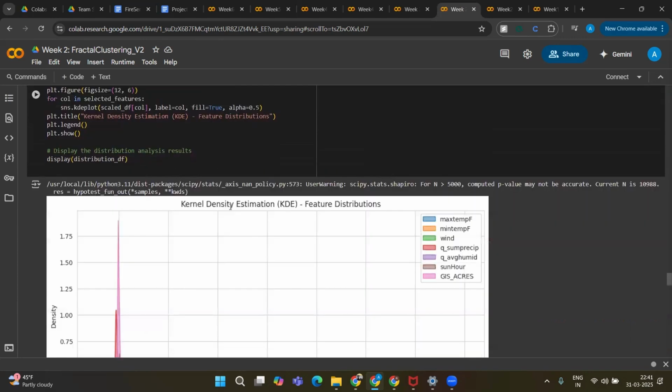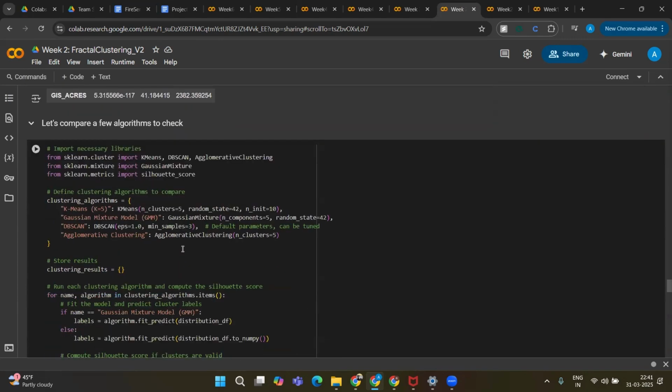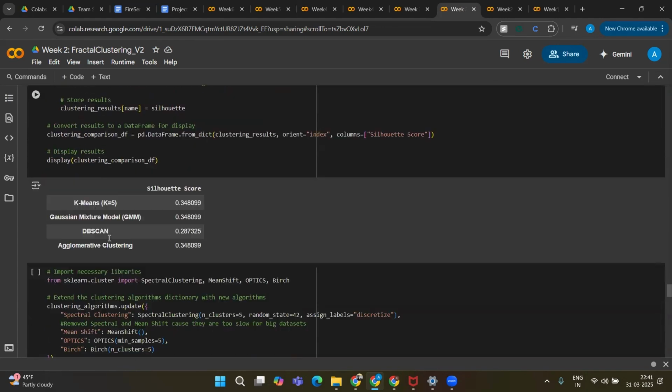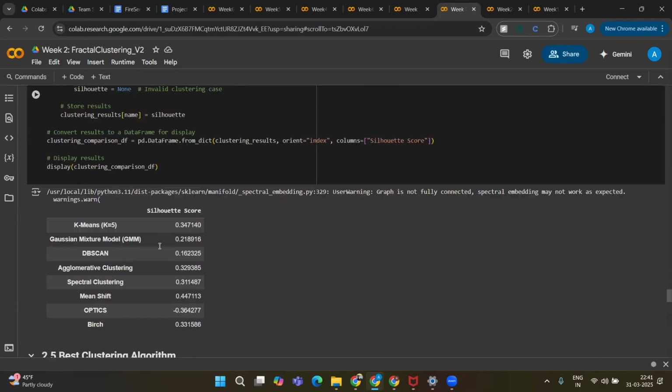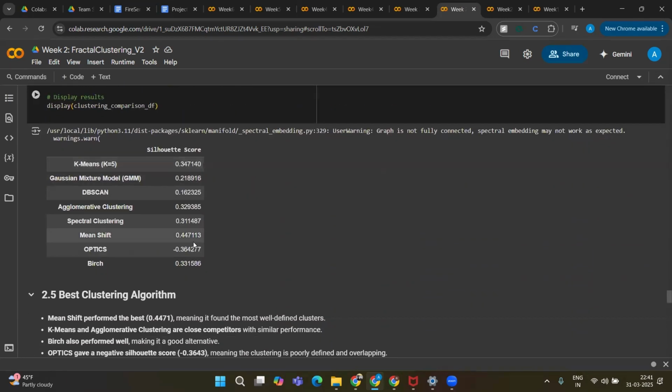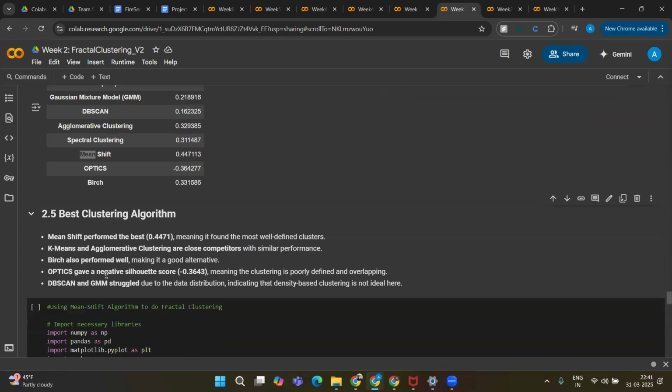So we just did the data distribution, and then we took 4 different algorithms and compared them. As you can see, these are the silhouette scores that we got. And then we took a few other algorithms just to be sure. So as you can see, these are our scores. Out of this, I think the highest we got was mean shift. So that was concluded as the best clustering algorithm.